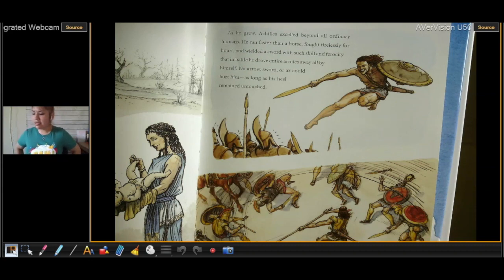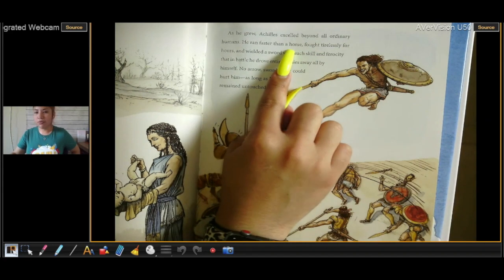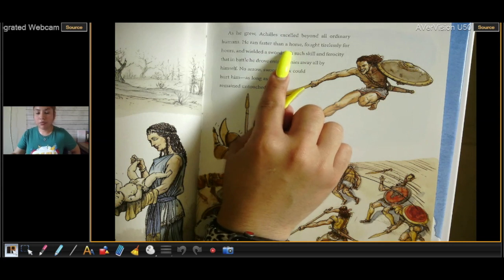So look what it says. Achilles was not ordinary. He ran faster than a horse. Boys and girls, is that true? Can a person run faster than a horse? No, right? That's not true. What type of language is that? It's figurative language. It's not true.